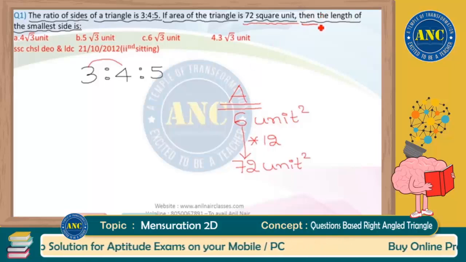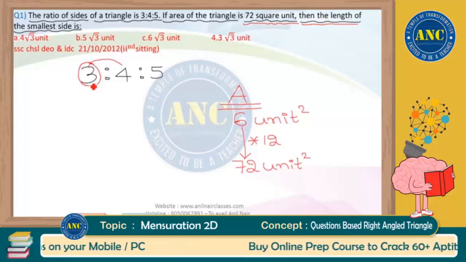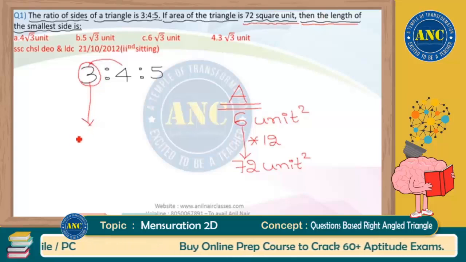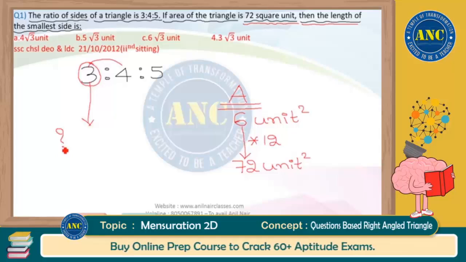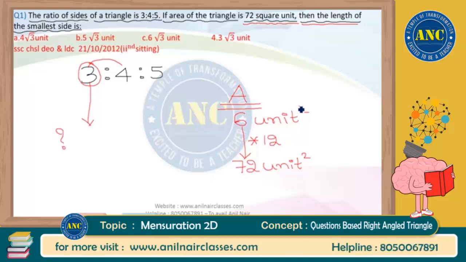The question is to find the length of the smallest side. According to the ratio, the smallest side is 3 units. According to the question, how much are they asking? I already told you this, sir. You should definitely remember this, and never forget it so that you will not make a mistake. If you forget, you will definitely make a mistake. Area is in unit square. The length of any side will be in unit power 1, that is nothing but unit.